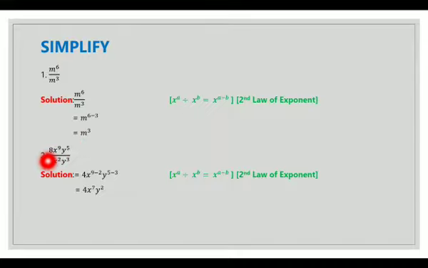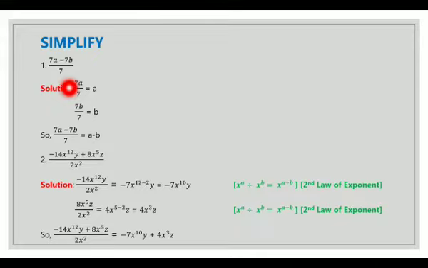The second sum, 8x raised to 9 y raised to 5 upon 2 x square y cube. 2 ones are 2, 4 twos are 8. So 4. Now again we are going to use the second law of exponent, as x raised to a divided by x raised to b equals to x raised to a minus b. So x raised to 9 minus 2, y raised to 5 minus 3. So when we subtract this, we get answer x raised to 7 y square. So the answer comes to be 4x raised to 7 y square.